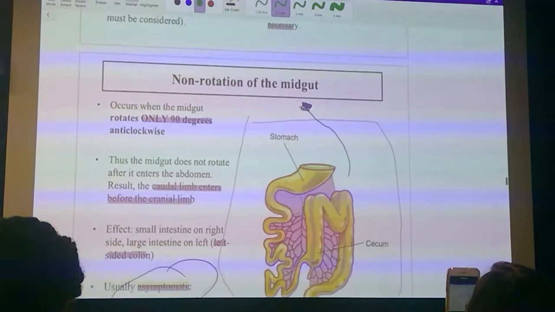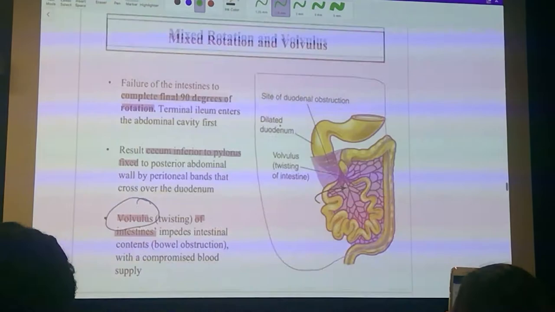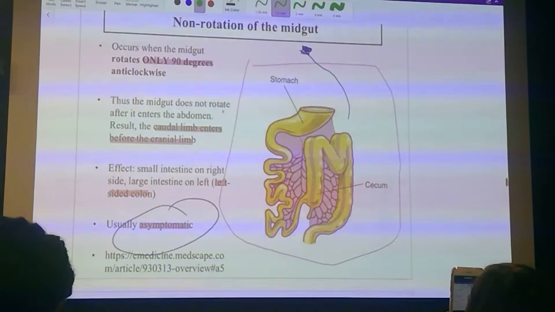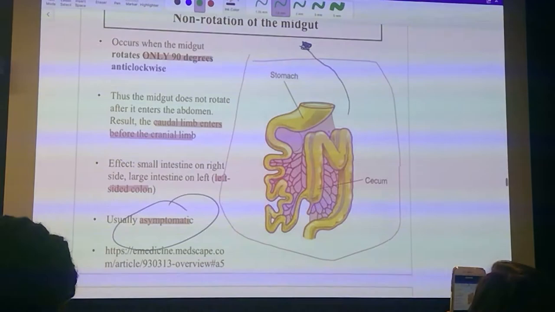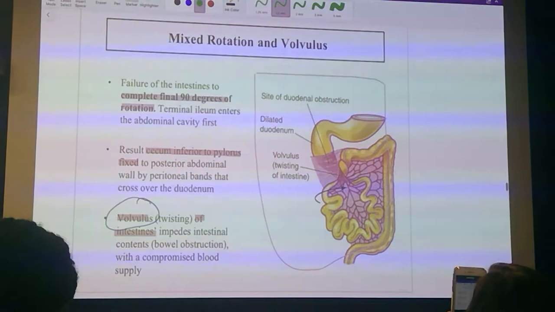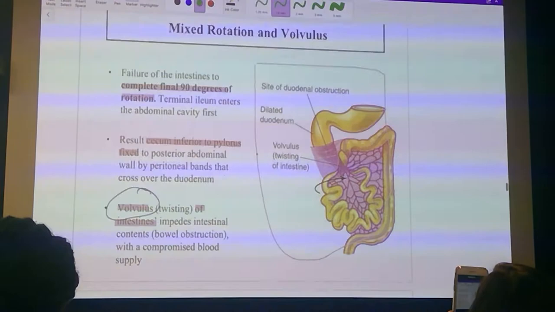Okay. So the rotations. So non-rotation, just know that you only rotate the first 90 degrees. It's asymptomatic, and just know what the pictures look like. So, yeah, it was kind of normal. Then for mixed rotation, you can't rotate the last 90 degrees, and this is what it looks like. And it looks pretty bad.